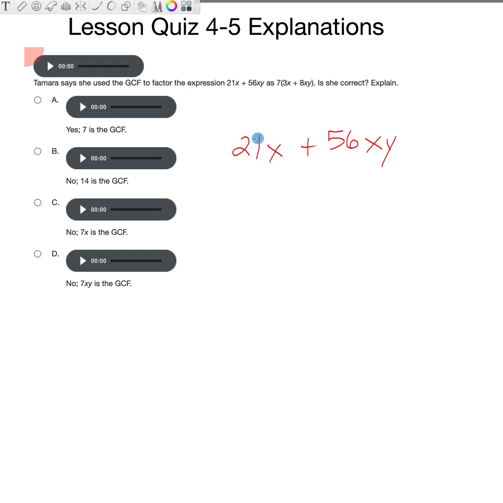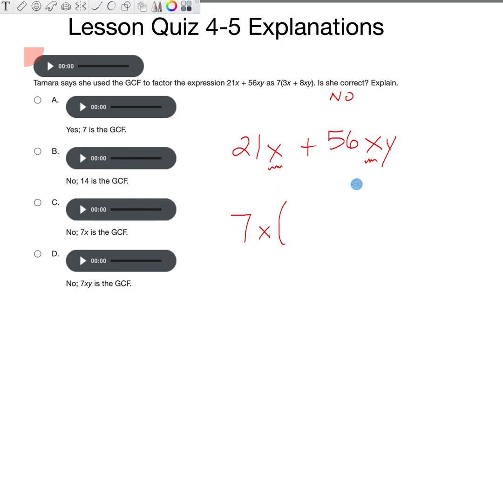Tamara got a 7, and that kind of makes sense. With a 21 and a 56, they're both divisible by 7. So I'm going to have a 7 out there, but the issue is, here's an x in this one, and there's also an x in that one. So that means x is part of the greatest common factor. If there's an x in both terms, then we can factor it out or divide both of them by an x. So she should have had a 7x, so she is not correct. No, she's not correct. And the issue is the x is part of the greatest common factor. It's not just the 7.